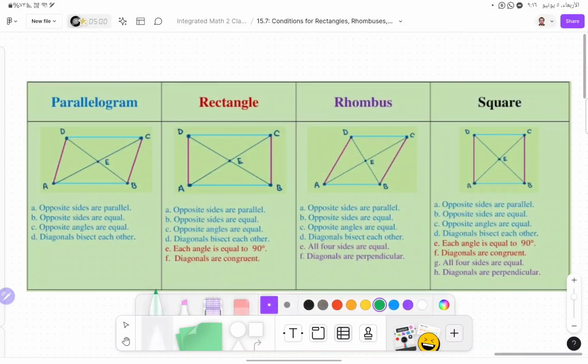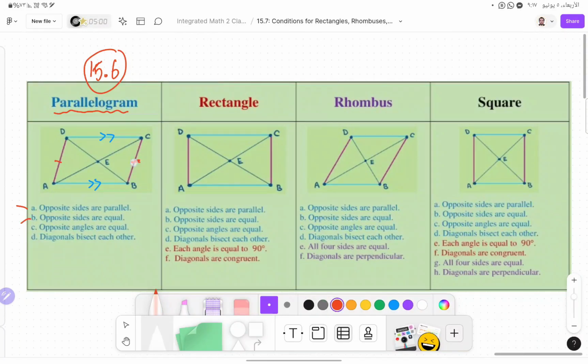First of all, we already studied in 15.6 the properties of the parallelogram. And we know that in a parallelogram, opposite sides are parallel. So these are parallel, and these two are parallel. And we know that the opposite sides are equal.